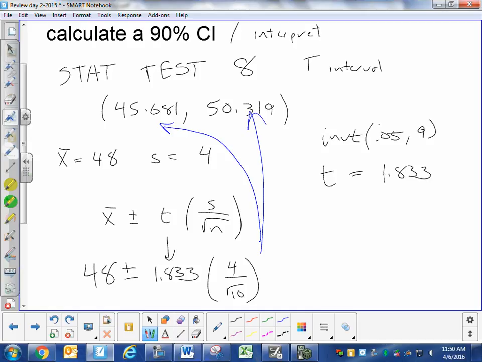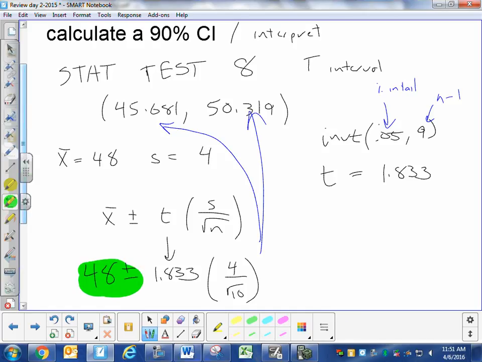That was inverse t, 0.05, to find the correct t-value for a 90% confidence interval with 9 degrees of freedom. Inverse t: 0.05 is your percent in your tail, 9 is your degrees of freedom, that's n minus 1. Then enter it and change the negative real quick. Do we get it? Yep. Look at that. We don't have to use our calculator.